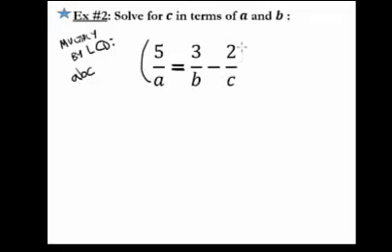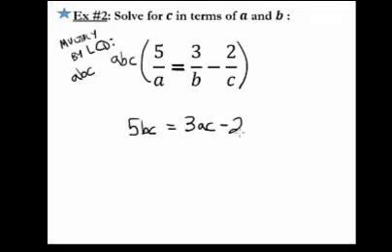Okay, so we're going to multiply the entire equation by A times B times C, and let's see. On the next step, right here, the A's cancel. So when I do this multiplication, I end up with 5BC equals, I have 3 over B times ABC, which is 3AC, because the B's cancel, B cancels with that B. And then minus 2 over C times ABC is just 2AB.